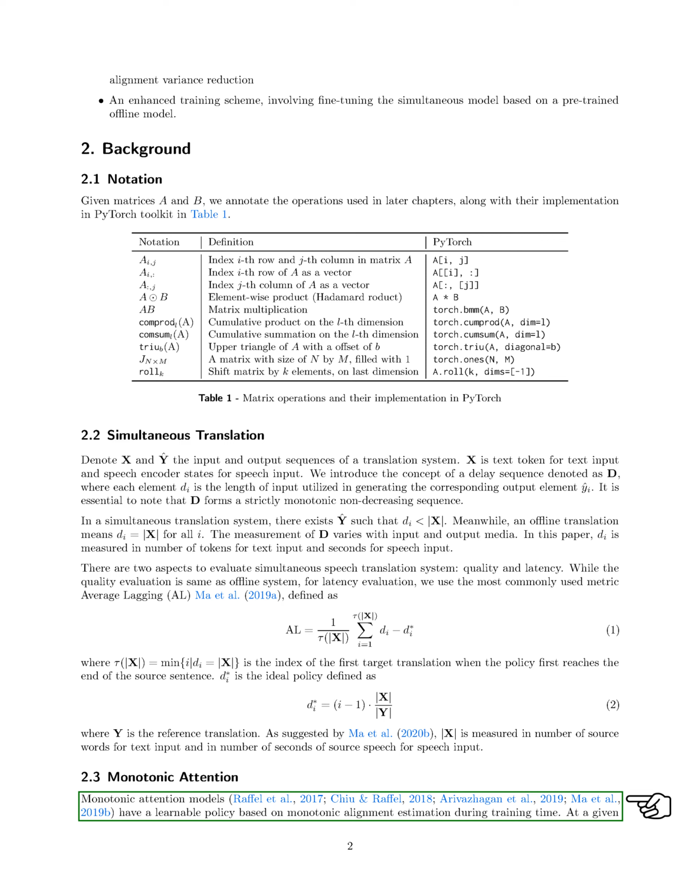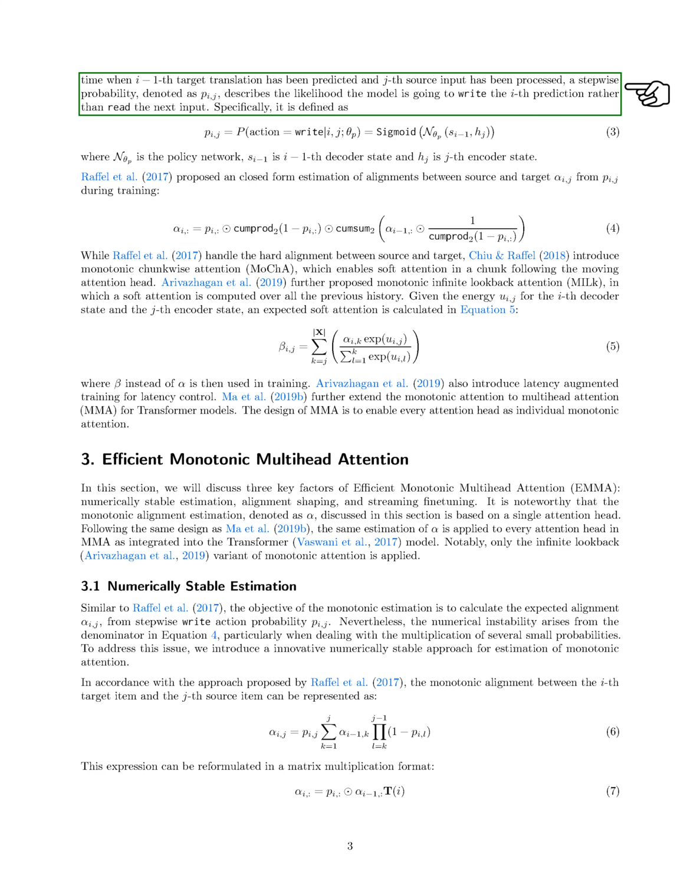Monotonic attention models have a learnable policy based on monotonic alignment estimation during training. At a given time, when the (i-1)th target translation has been predicted and the jth source input has been processed, a stepwise probability, P_i,j, describes the likelihood the model will write the ith prediction rather than read the next input. This is defined using the policy network, the (i-1)th decoder state, and the jth encoder state.